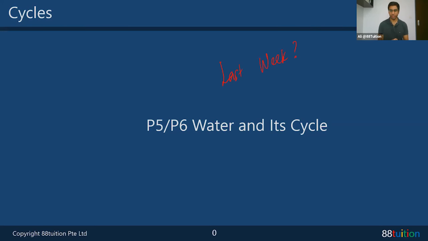All right. Last week we did water and its cycle. Yes, we did. Which part of the water? Yes, we did the exact same thing. So last week versus this week.